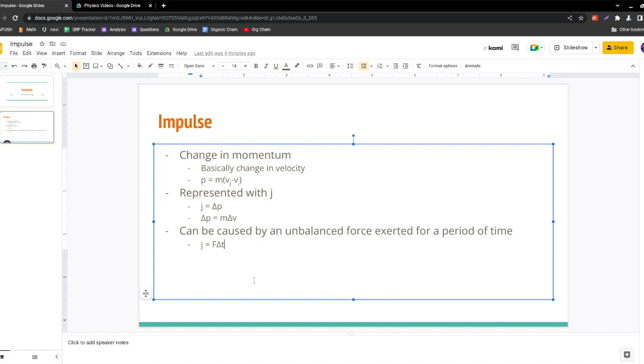And if we look at what force is, it's mass times acceleration. Acceleration is change of velocity. So it all works out.